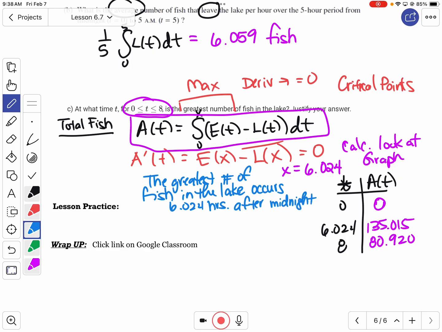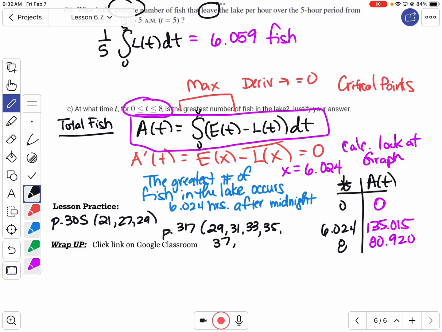Okay, so now let's transition into evaluating integrals algebraically. We're really getting to where we can do full free response questions. There's a lot more to come, but we're making really good progress. Let me give you some lesson practice to look at. You're going to need to practice some of these, especially the ones that are more wordy. Some of them are just basic antiderivatives. On page 305, here are some good ones: 21, 27, and 29. And on page 317: 29, 31, 33, 35, 37, 38.